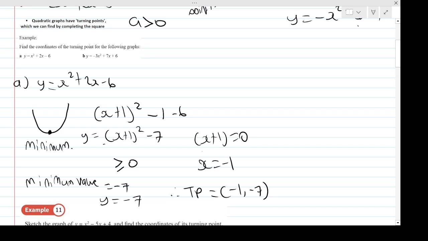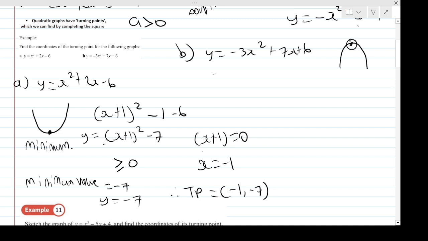Okay, let's have a look at another example then. So we have y is -3x squared add 7x add 6. We have a minus coefficient, so it's going to be a frowny shape. And that means the turning point here is going to be a maximum because it's the highest point. So we want to find the maximum point, or the turning point. And again, how are we going to work that out?